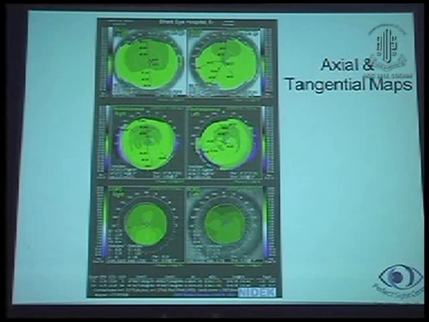The middle two are the tangential maps. If you see, this is a nice homogeneous surface. You can see how the colors are there. Here you can see the breaks in between. There are areas of relative steepening in between the areas of relative flattening. So this is a more detailed map of local irregularity, but sometimes artifacts can come in. This gives you a good overview, but sometimes we underestimate local pathology.